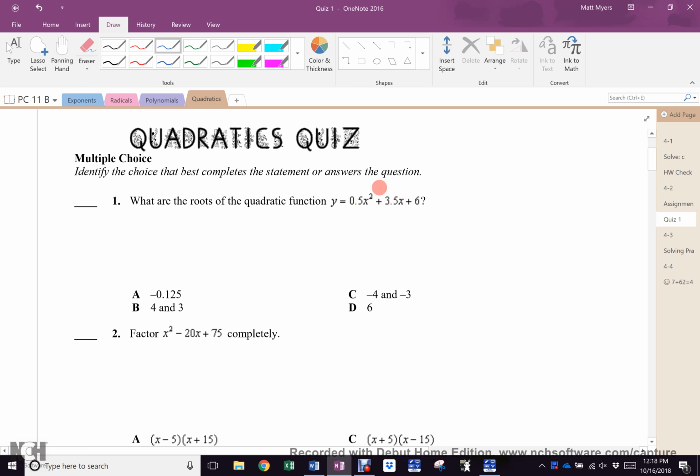The first question, what is ugly about that? Decimals. So, of course, you multiply by 2 to get x squared plus 7x plus 12, which is exactly like the question I gave you in warm-up. x plus 3, x plus 4 has to equal 0. So x has to equal negative 3 and negative 4, which is C.